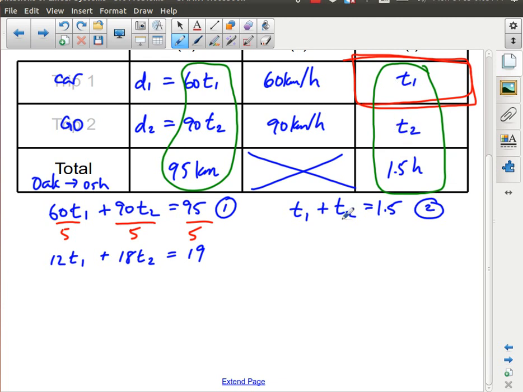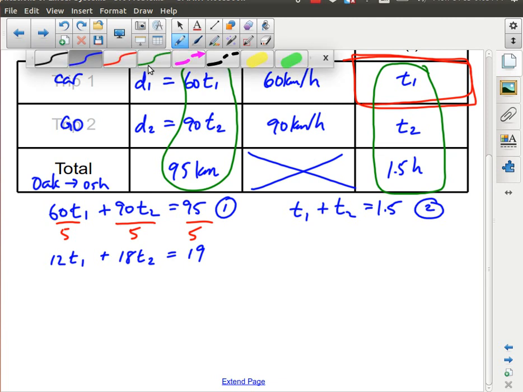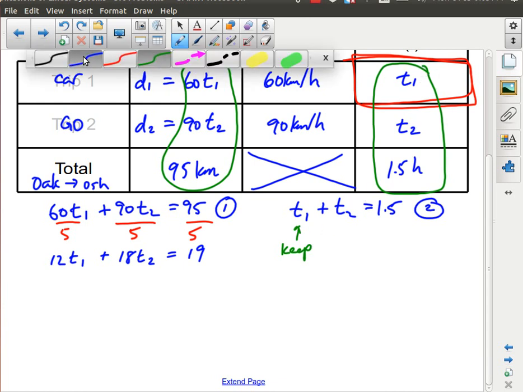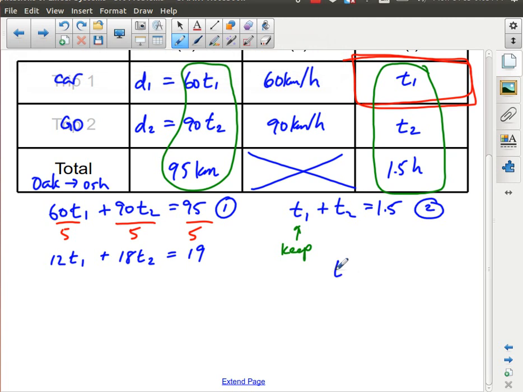And I know I want to keep T1. I want to get rid of T2. I want my final answer to be in terms of T1. So the way I do this is I'm going to isolate T2 equals, and instead of 1.5, I have to bring this T1 to the other side, so that becomes 1.5 minus T1. And now I'm going to sub T2 into, I guess we would call this equation 3.